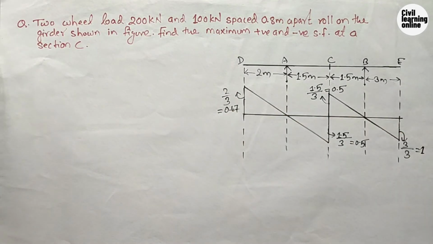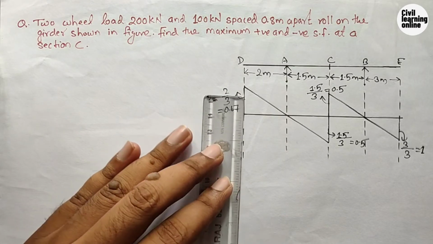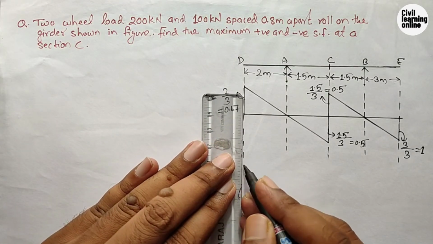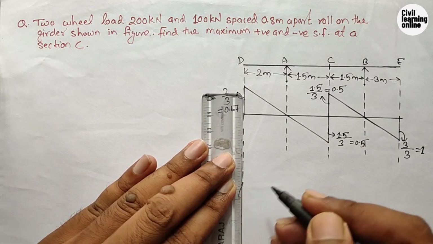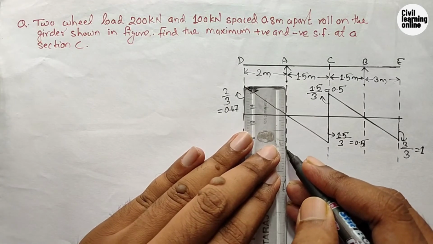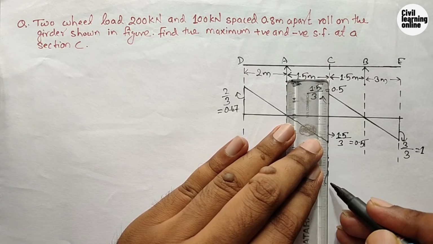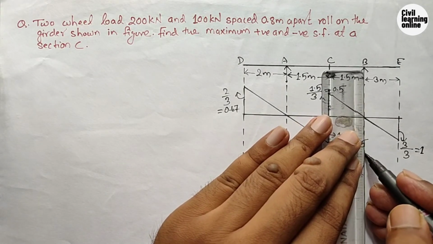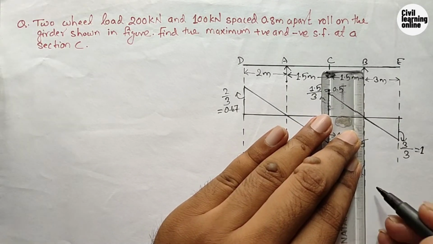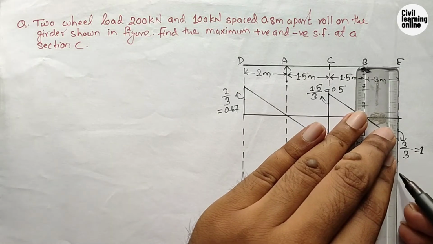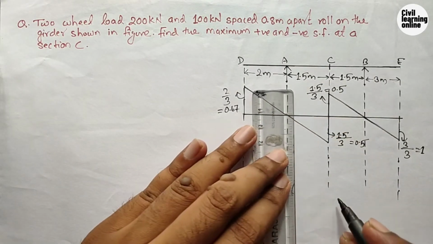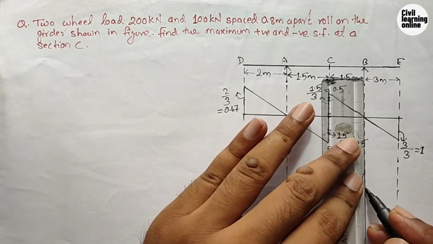Now guys, what we need to do is we are asked to calculate the maximum positive and negative shear force, and in one of the videos I have let you know that whenever we are asked to calculate the maximum positive or negative shear force or bending moment, then we need to place the load at the point where the ordinate value is maximum. Now here also the same condition applies.